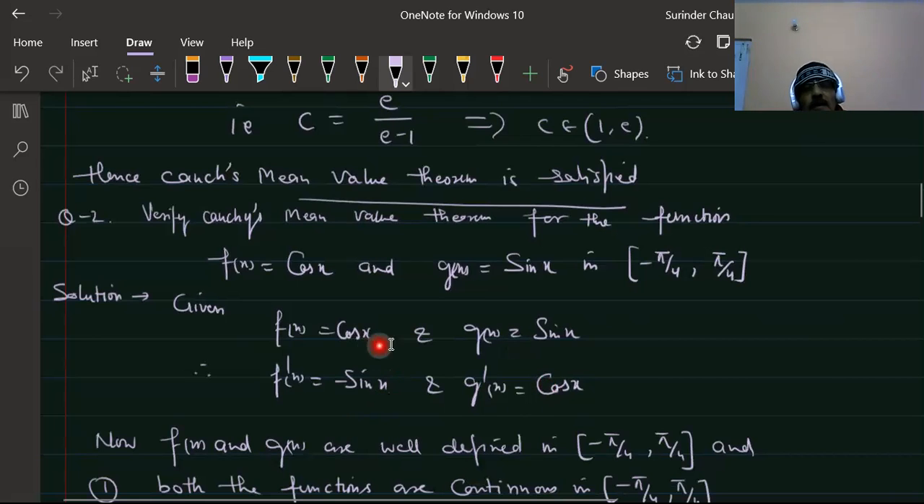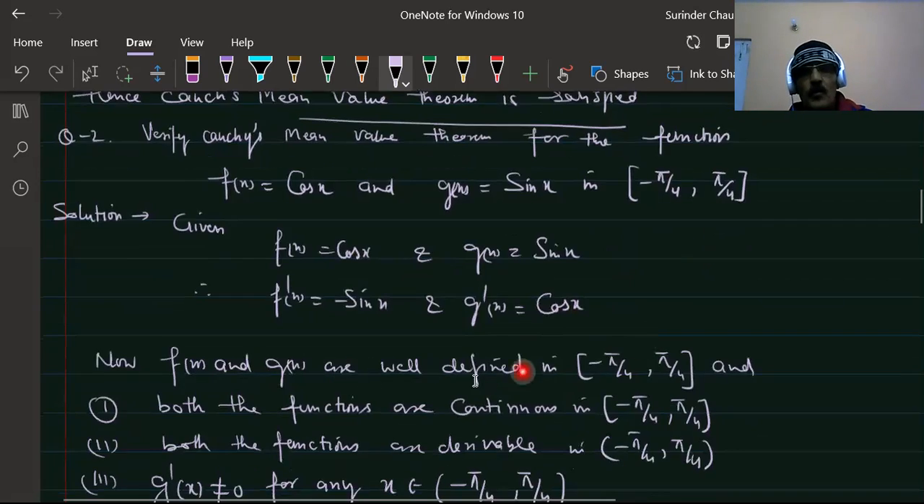Now, the domain of cos x is all real numbers, and the domain of g(x) is also all real numbers. The derivative of f(x) is minus sin x, which is a real number. This means both functions are well defined on this closed interval and nowhere undefined in it. Therefore, both functions are continuous in this interval, because the domain of f(x) covers it. So both functions are differentiable in the open interval (a, b).